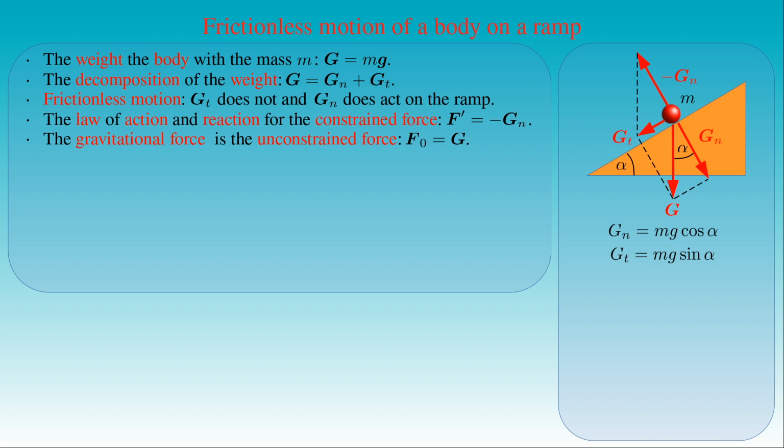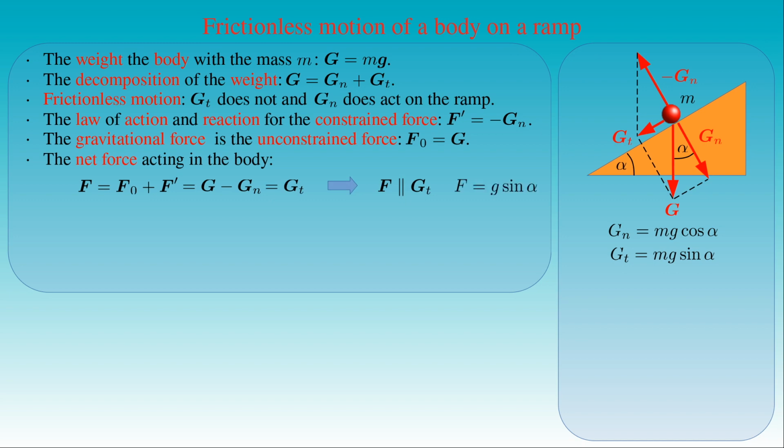Then the net force F exerted on the body is equal to the sum of F0 and F', that is the weight G minus the normal component Gn. Since the weight G is decomposed to its normal and tangential components, the result is given by the tangential component Gt of the weight. That is, the net force F acting on the body points in the tangential direction and its magnitude is equal to the mass m times the magnitude of the gravitational acceleration g, times sine alpha.